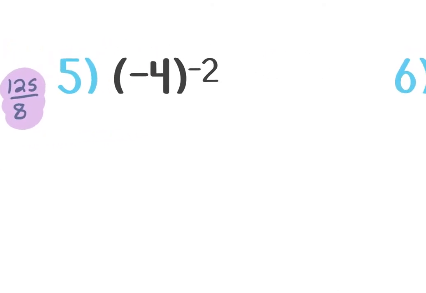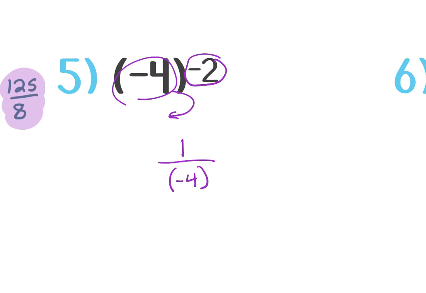All right, 5, negative 4 to the negative 2. So the negative 2 on the exponent says move this to the denominator. So this would become 1 over. Now the 4 and the negative stay together inside the parentheses. And now my exponent becomes a positive 2. It's important that it stays in parentheses. If you lose the parentheses, you'll end up with a negative answer when this should be a positive 1 over 16.